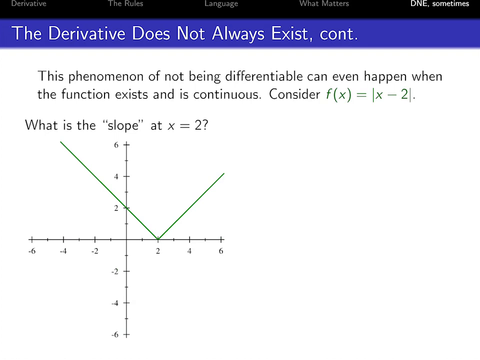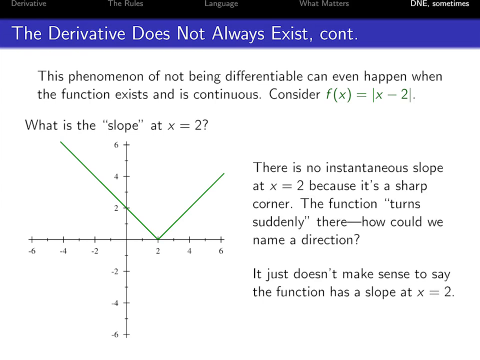We can even have this when the function does exist and is continuous. Consider f of x equals the absolute value of x minus 2, which we've got the graph of here. What would be the slope at x equals 2? This one we might be a little bit more tempted to say that there is something there, but you look at it for a while and you start to realize, there's no instantaneous slope because it's got this sharp corner, right? Before the 2, it's marching at this very clear negative 1, negative 1, negative 1 slope. Right after that corner, it's marching at this very clear positive 1, positive 1, positive 1 slope.